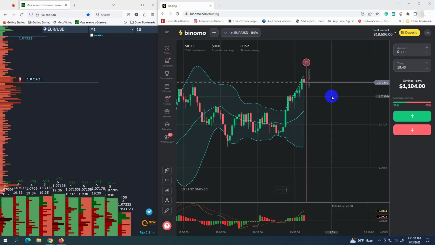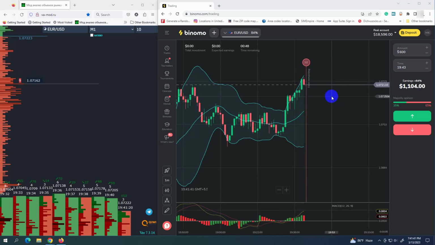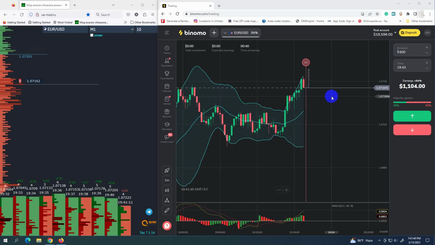Today I will be trading on Binomo using the VM mode indicator. So you all know that the VM mode is a volume based indicator. I will be following only the volume movement and the price action, and I'm also using some indicators for better understanding of the price movement.